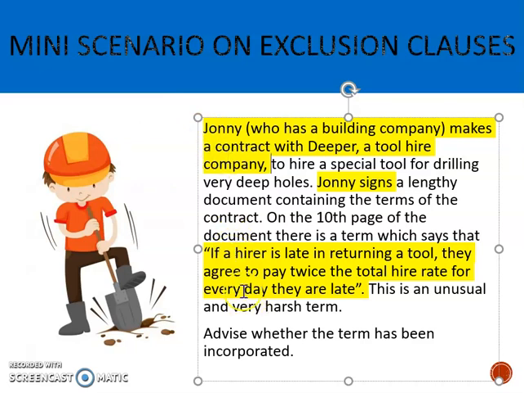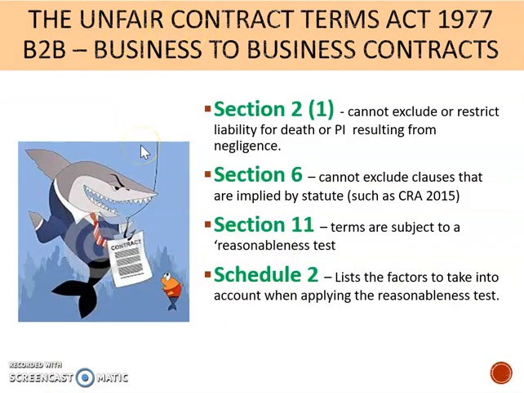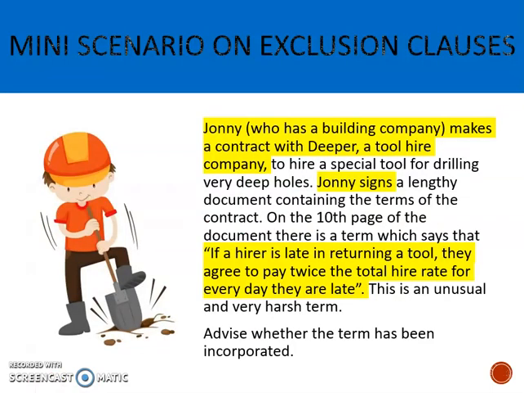So whether this term is going to be struck out or not is going to depend on the rules from UCTA 1977. And when we think back to what UCTA said, and I've just quickly jumped back to the UCTA slide here as a reminder, this isn't relevant to us. We're not looking at trying to restrict liability for death or personal injury. This isn't particularly relevant, Section 6, but what we can maybe argue is that his term is unreasonable because Section 11 says that all terms are subject to a reasonableness test, and Schedule 2 lists the factors to take into account when applying the reasonableness test. So jumping back to the Deeper scenario again, we are told it's an unusual and very harsh term, so it's likely to be unreasonable.